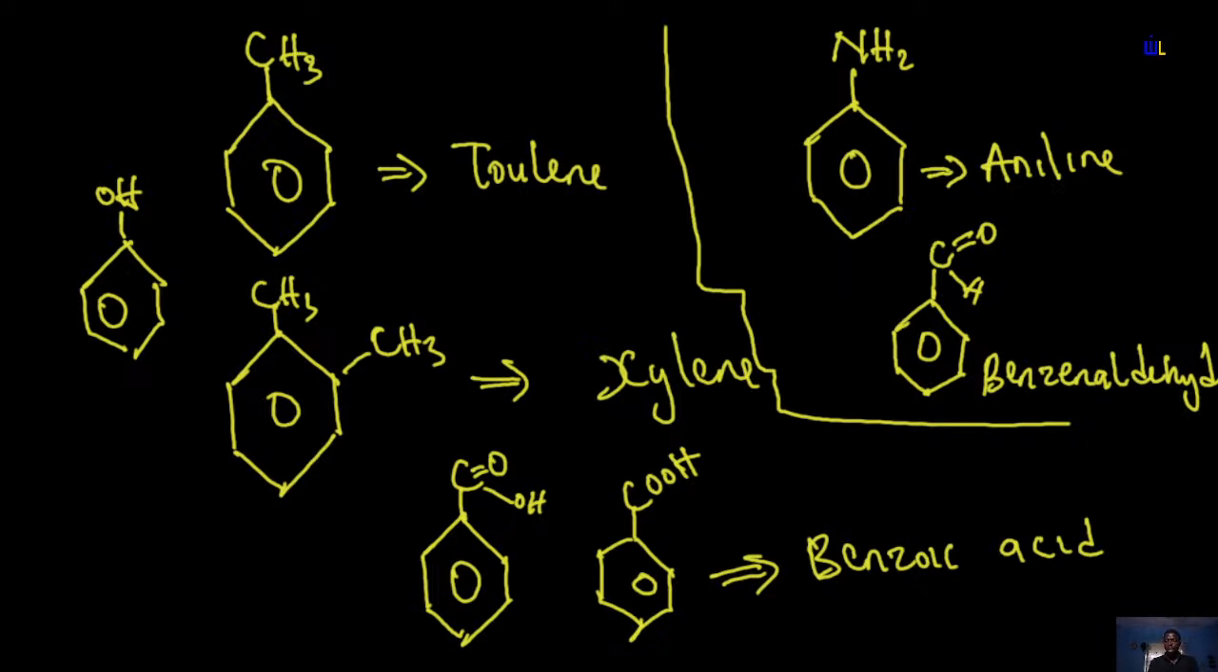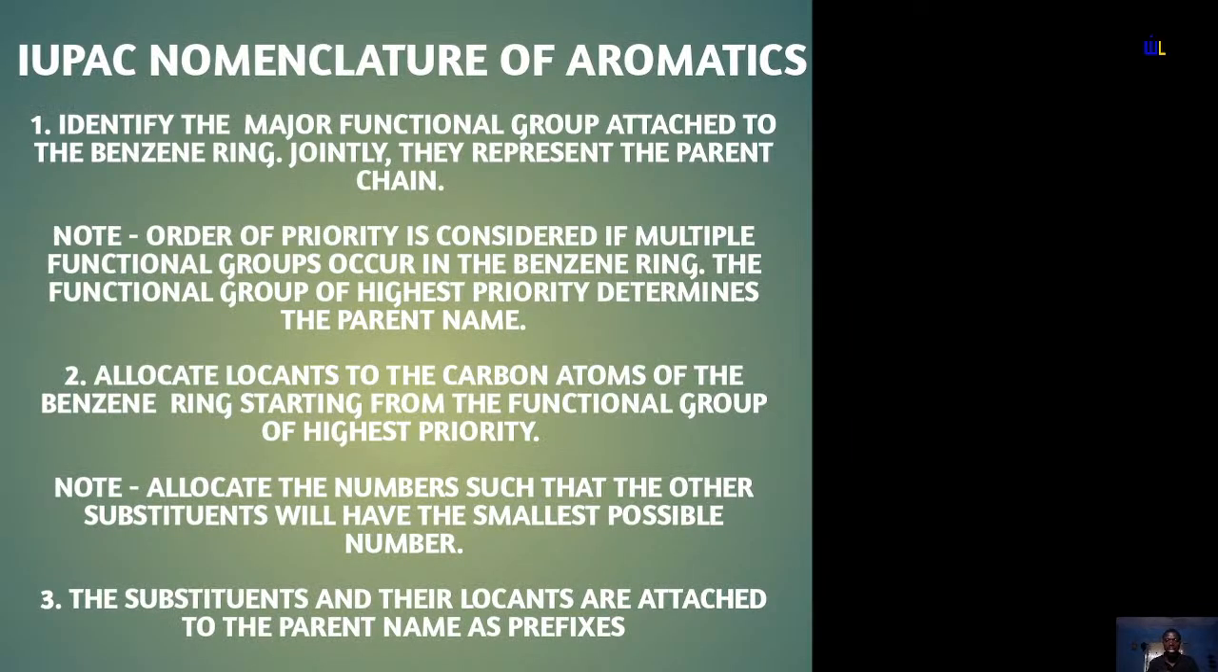Okay, so I presume at this point that we are done with whatever we are putting down, so I have to continue now. Let's go back to that particular rule, referring to the first rule. The first rule says identify the major functional group attached to the benzene ring. Jointly they represent the parent chain. Just have that in mind. The note there says the order of priority is considered if multiple functional groups occur in the benzene ring. The functional group of highest priority determines the parent's name.